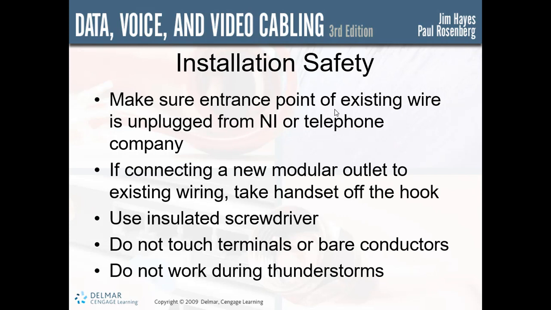Next, we want to talk about the installation safety. Okay. And telephone connections may have varying amounts of voltage in the bare wires and terminal screws. Therefore, before we begin the installation, make sure the entrance point of any existing wire is unplugged from the NI where the telephone company provided the modular jack while you're working. This will disconnect any wiring from the telephone network, and then if you're just connecting a new modular outlet for that wiring, you cannot disconnect.